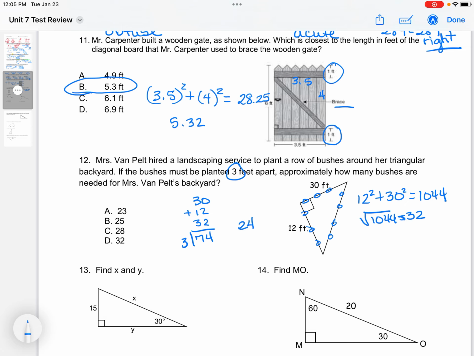So let's see what happens if I see how close it really was on my calculator, because now I don't know if it's A or B. No, that's not right. So I have 32 plus 12 plus 30. And then I'm dividing by 3. Well, I'm getting 24.67, so I'm going to go with B.